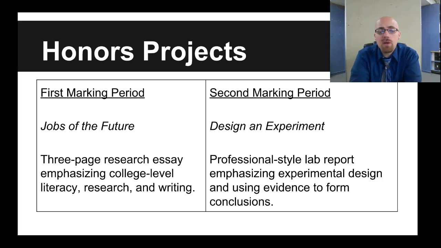The second marking period will be focusing more on experimental design. So students will be participating in some citizen science. And what that means is that students will be actually answering a question or making an observation somewhere in the community and designing an experiment to learn more about something or to solve a problem that they see. Okay, so a heavy emphasis on this will be on professional style lab reports, emphasizing experimental design and using evidence to form conclusions.